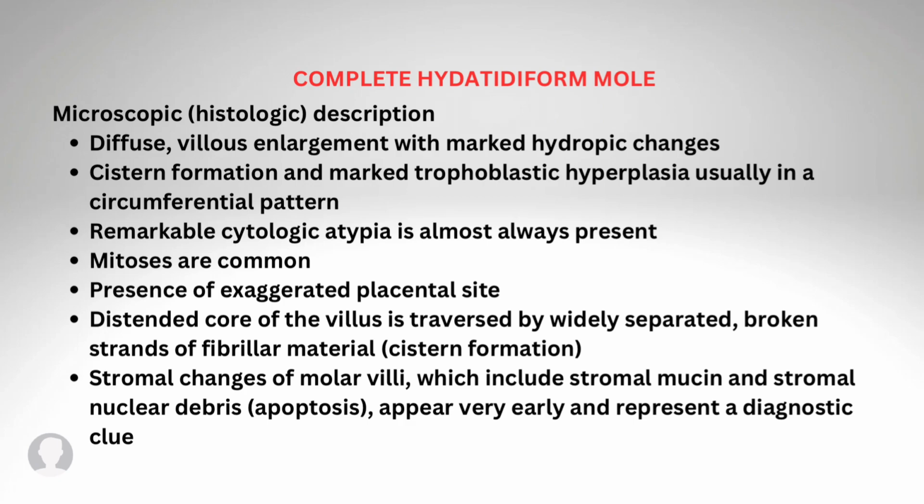Microscopically, diffuse villus enlargement with marked hydropic changes is noted. Cistern formation and marked trophoblastic hyperplasia, usually in a circumferential pattern, is noted. And remarkable cytological atypia is almost always present. The mitoses are common.